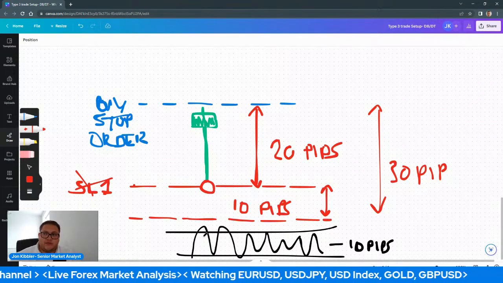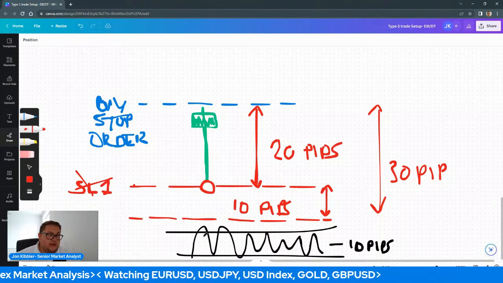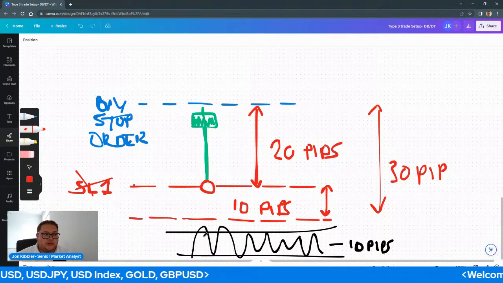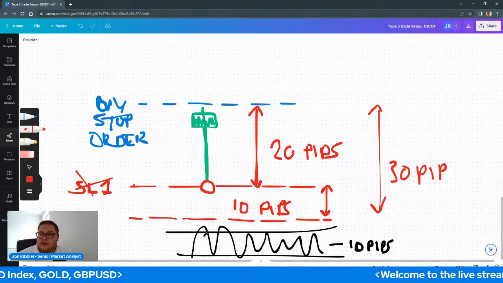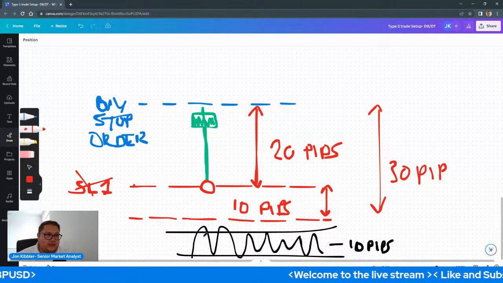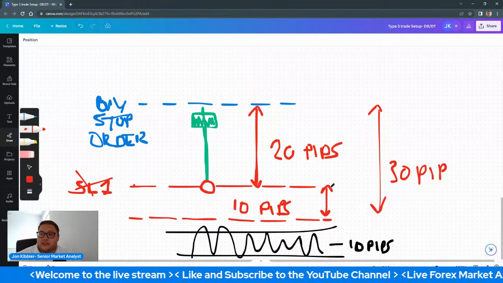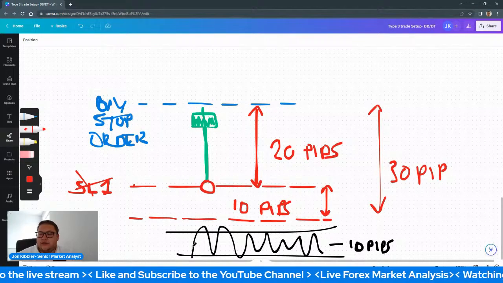So if volatility is really low, your stop can be tighter. If volatility is really high and there's lots of swings in the market, lots of movement in the market, then your stop loss is going to need to be a lot wider to help you with that volatility. So that's why I use an ATR.